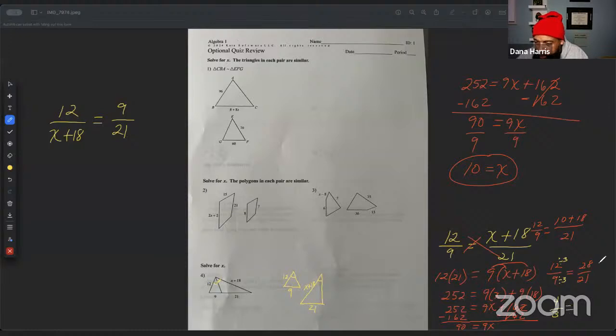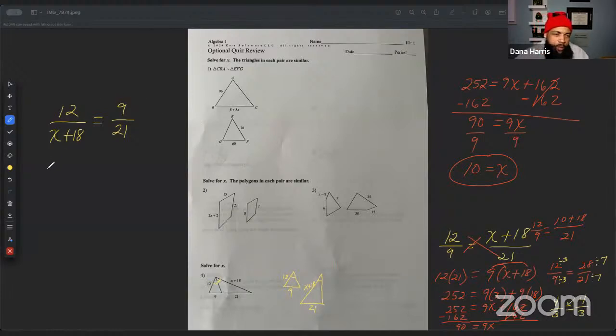And then if I do the same thing, these can be divided by 7, because that's the greatest common factor. 28 divided by 7 is 4. 21 divided by 7 is 3. So they do check out.